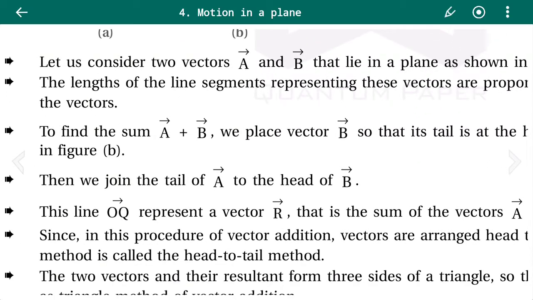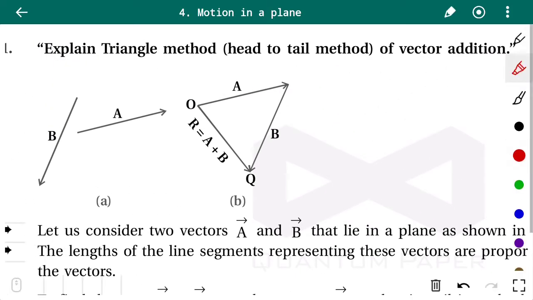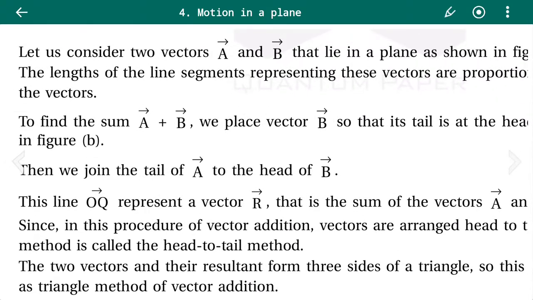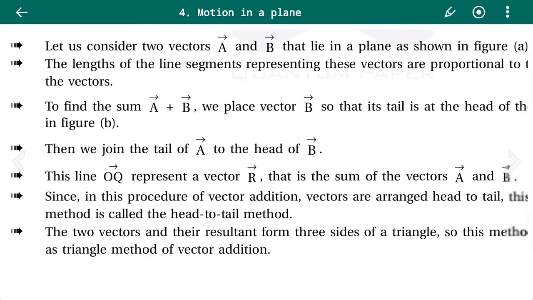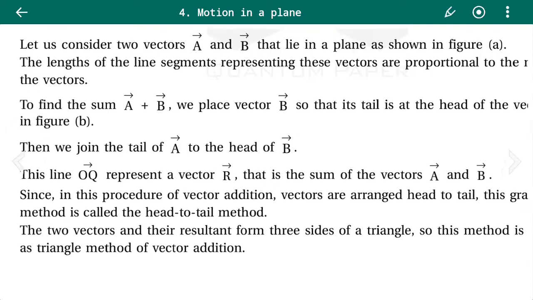Then we join the tail of vector A to the head of vector B. To get the resultant vector, we join this head of vector B to the tail of vector A. This gives us the resultant vector, the resultant of the addition of A and B. This line OQ represents a vector R, that is the sum of vectors A and B.